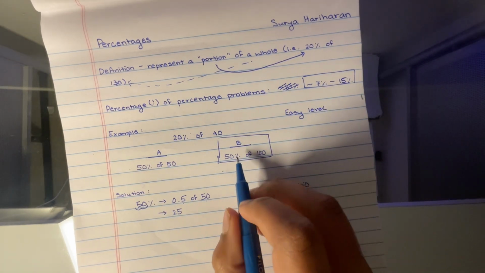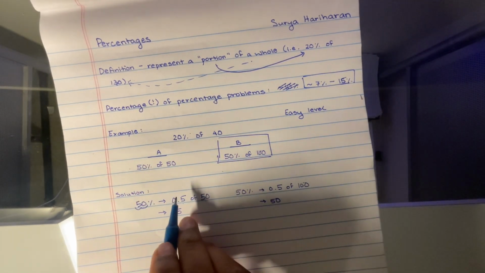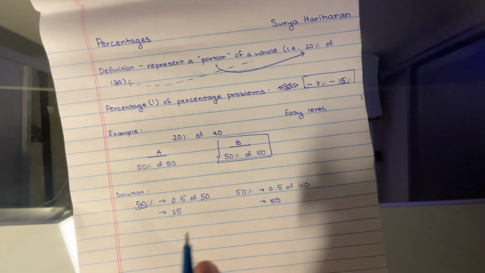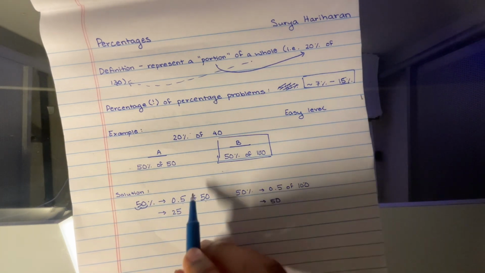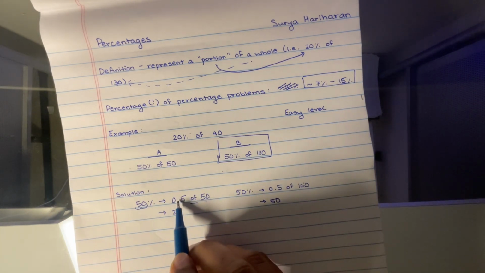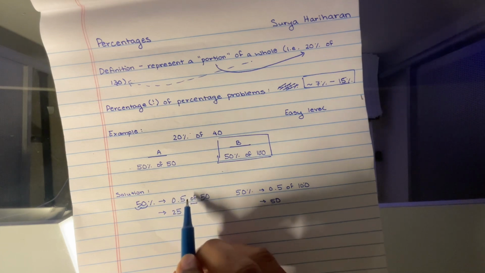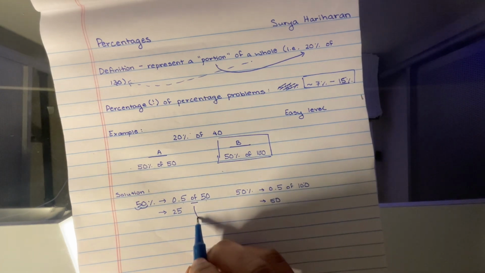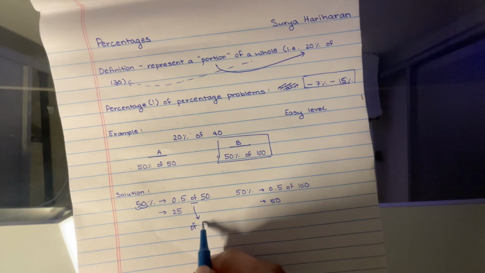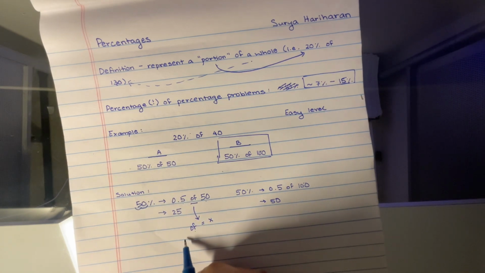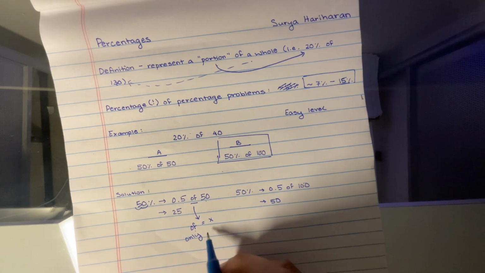So this was a very easy example. I just wanted to show how you can take a percentage in decimal, and when you use of, you just take 1/2 or 0.5 times 50. So in other words, of is equal to multiplication, only in percentages.